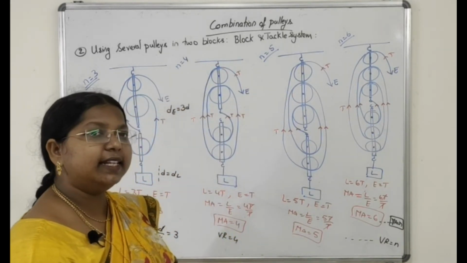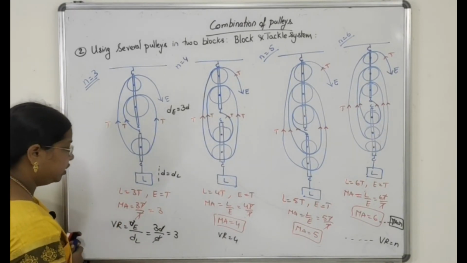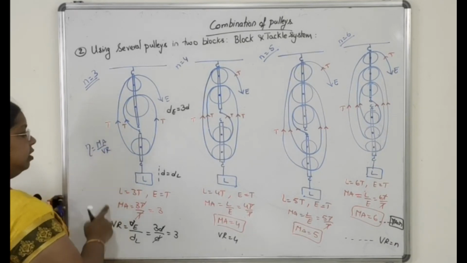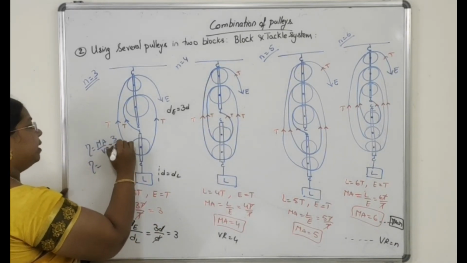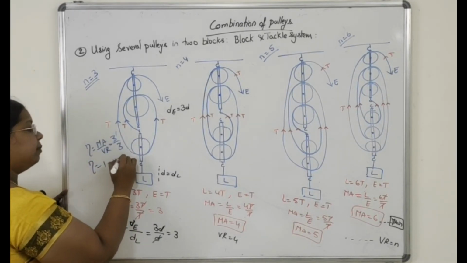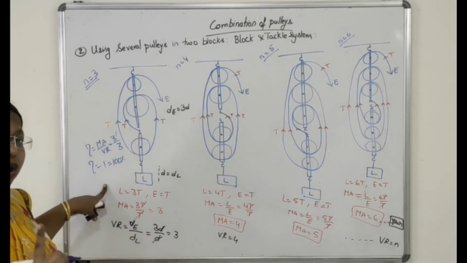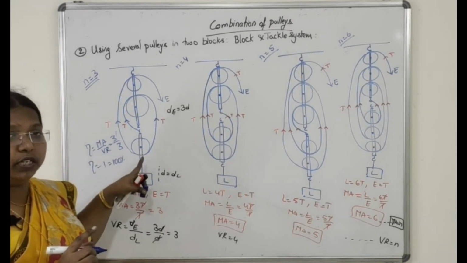Now let us calculate the efficiency of these. Efficiency is equal to MA by VR. 3 and 3. So efficiency is equal to 3 by 3, which cancels. Efficiency is equal to 1, which means 100%, in the ideal case, when we are not considering the friction and the weights of the string and pulley.